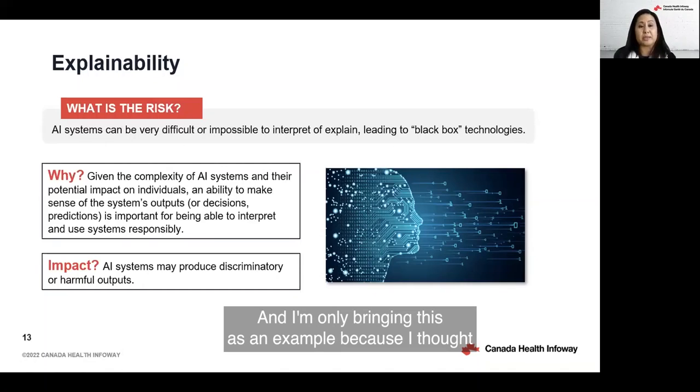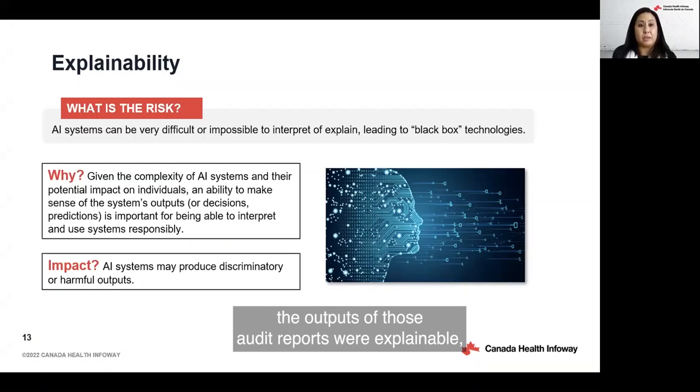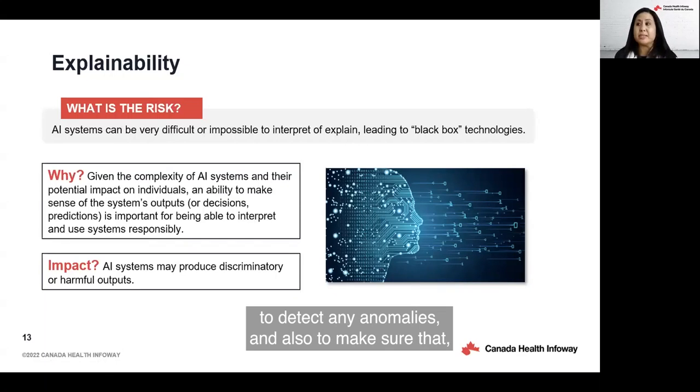And I'm only bringing this up as an example because I thought it would tie in really nicely with the importance of ensuring that the logic and outputs of those audit reports were explainable. That helped me provide confidence in the system, would also help to detect any anomalies, and made sure that when I'm looking at the outputs of these reports, they were explainable.